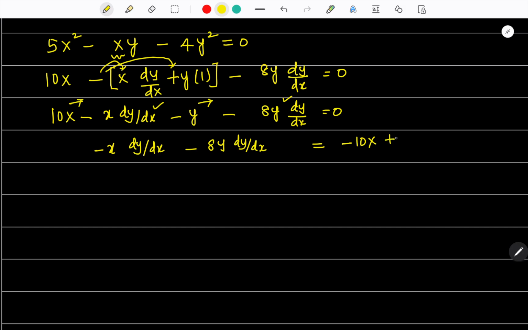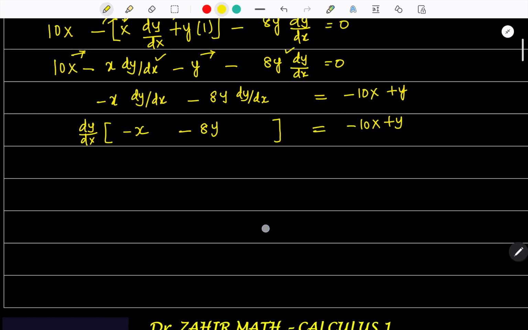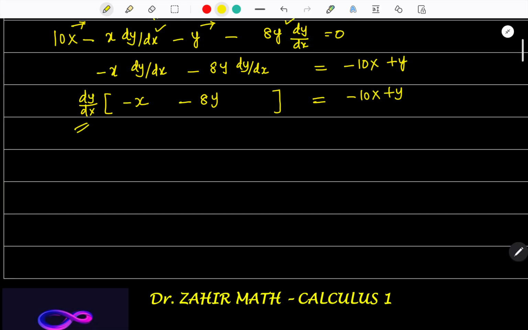If I take minus y, it will go to the other side as plus y. So now I'm going to take dy by dx as common. So you will get minus x, and here you will get minus 8y. This is equal to minus 10x plus y. What is my question? My question is to find dy by dx.